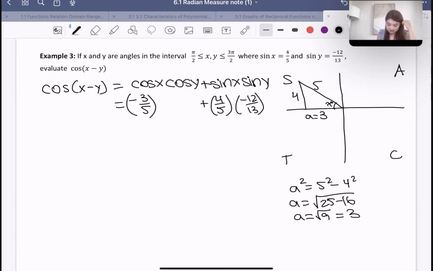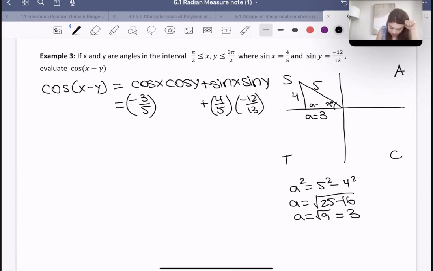It must be somewhere where sine is negative, so either quadrant 3 or quadrant 4. Let's go with quadrant 3 here because it also mentions here that y has to be less than or equal to 3 pi over 2. So that eliminates quadrant 4 as a possibility. So it has to not be that one. So it must be quadrant 3. So let's draw this in quadrant 3.